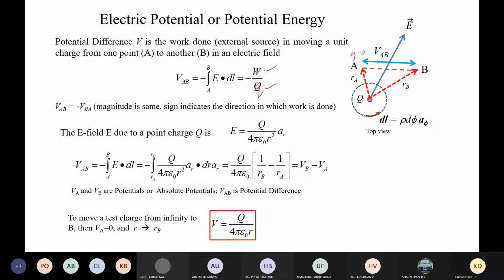And regarding the initial conditions, or the origin point of the charge, if we consider it is located at infinity, then obviously the potential at this particular point, V_A, will become zero.